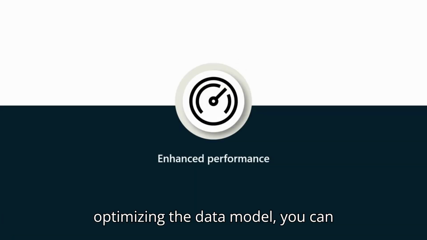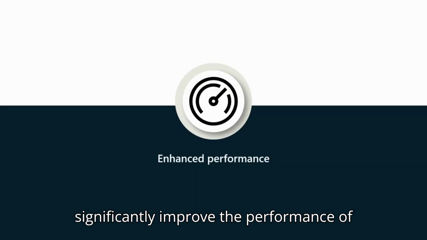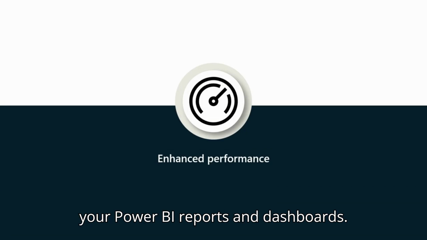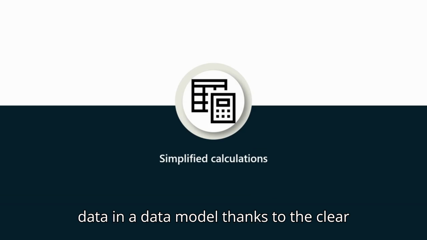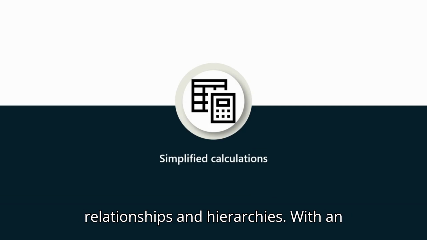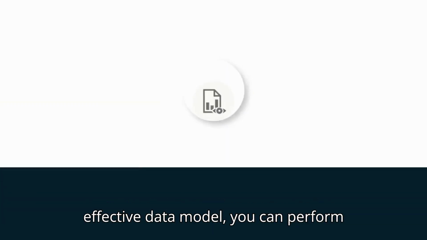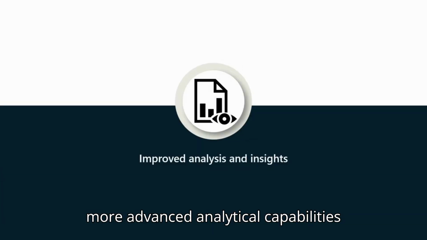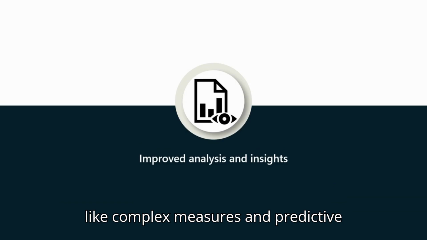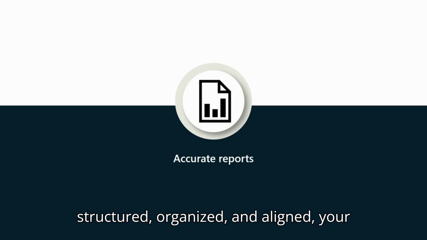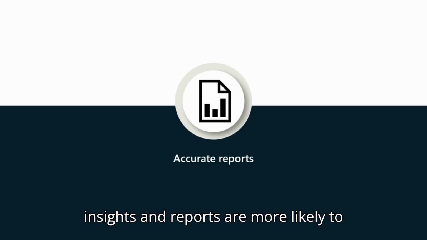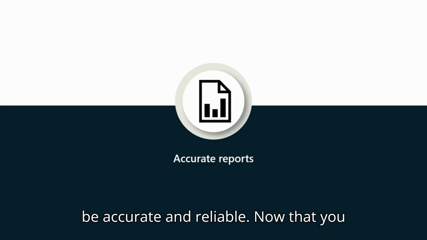By optimizing the data model, you can significantly improve the performance of your Power BI reports and dashboards. It's also easier to aggregate structured data in a data model, thanks to the clear relationships and hierarchies. With an effective data model, you can perform more advanced analytical capabilities, like complex measures and predictive analysis. When your underlying data is structured, organized, and aligned, your insights and reports are more likely to be accurate and reliable.